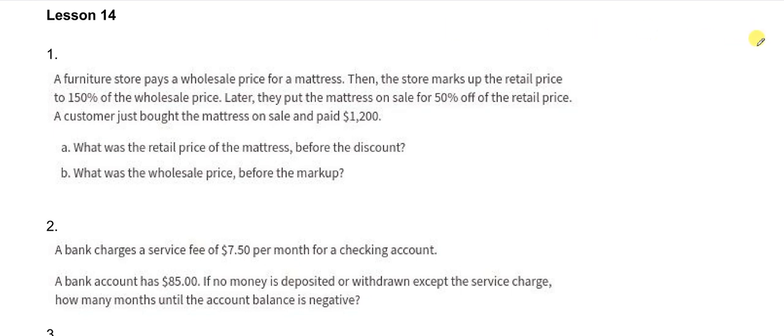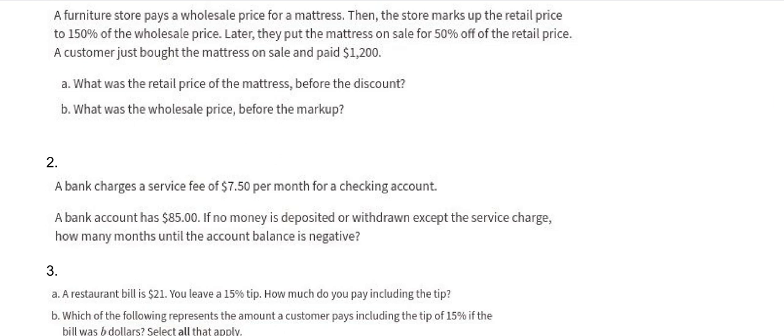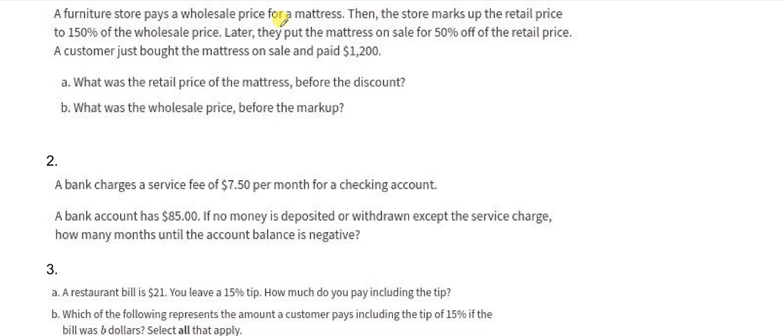Problem number 1. Let's do this. A furniture store pays a wholesale price for a mattress. Then the store marks it up to retail, 150% of the wholesale price. So it marks it up 50% from where it used to be, to 150% of the wholesale. Okay. Later, they put the mattress on sale for 50% off of the retail.